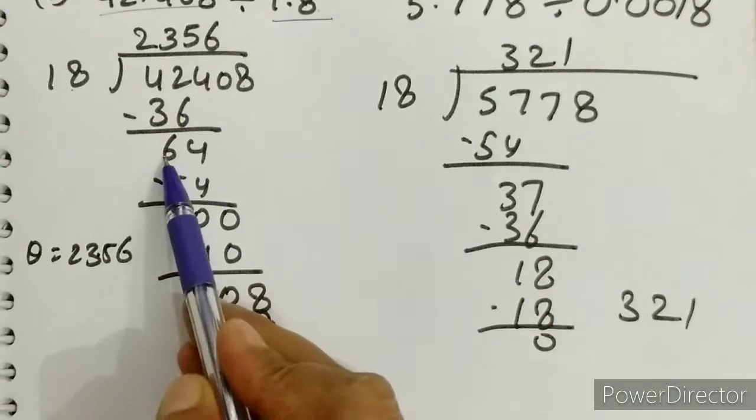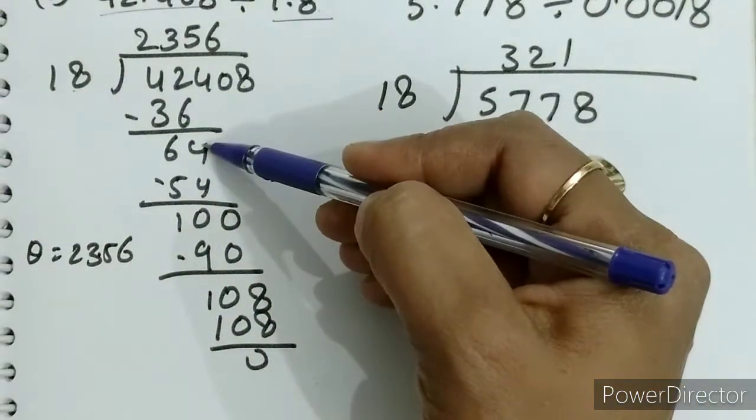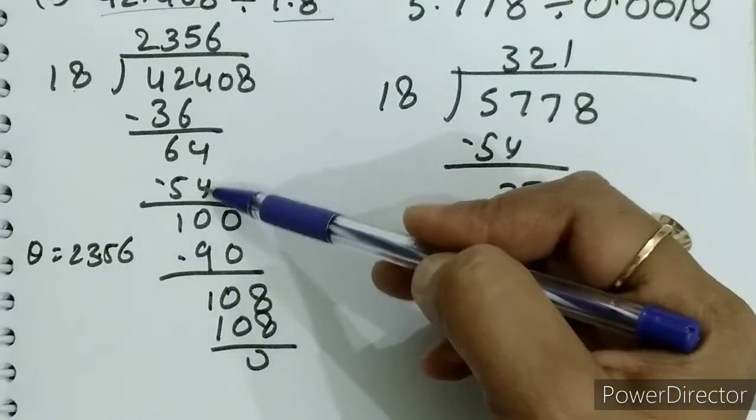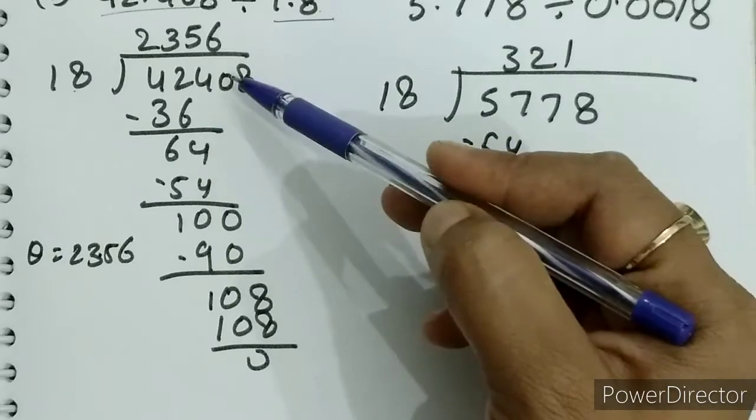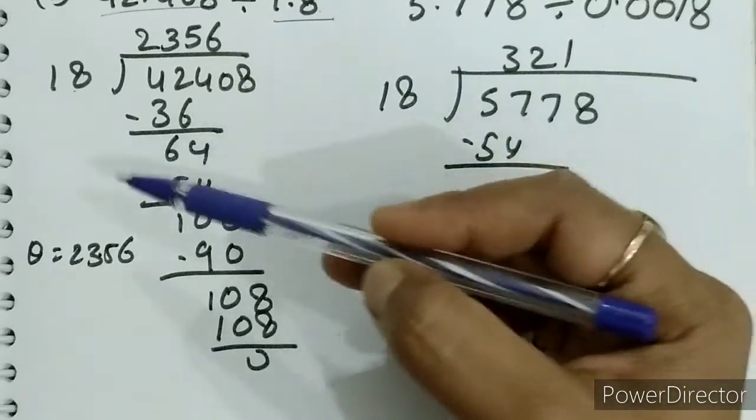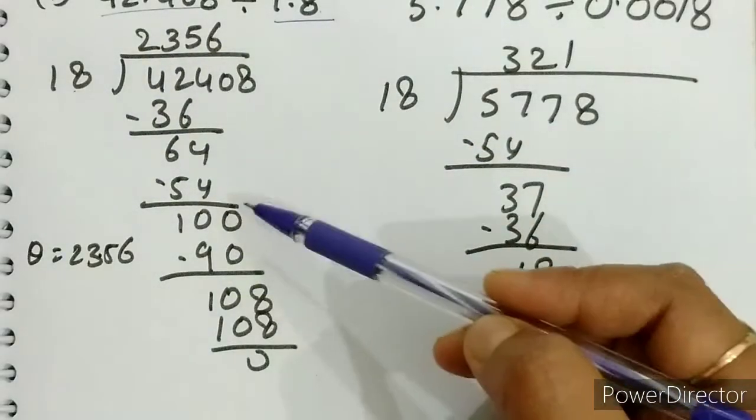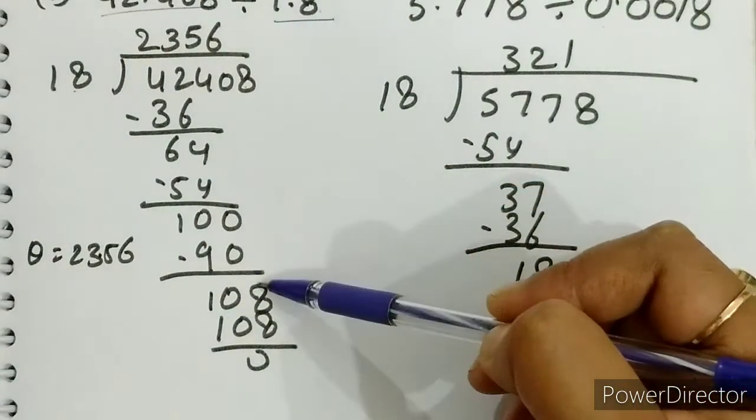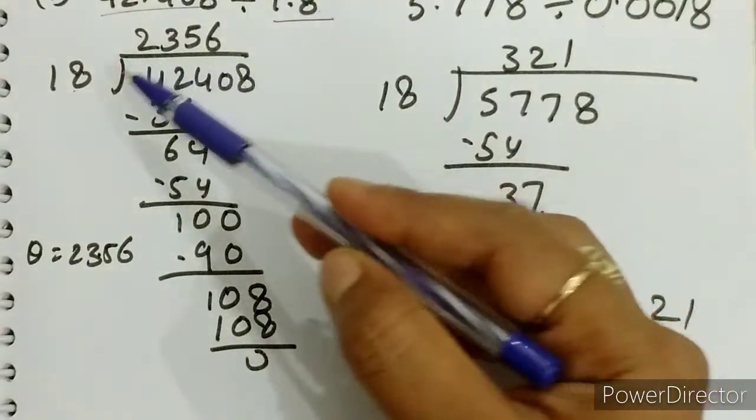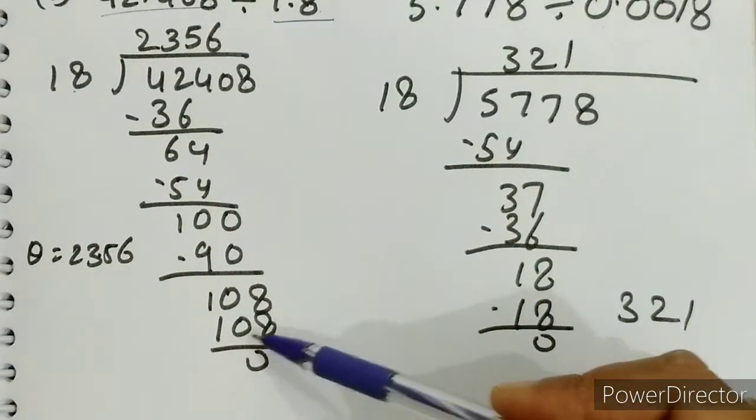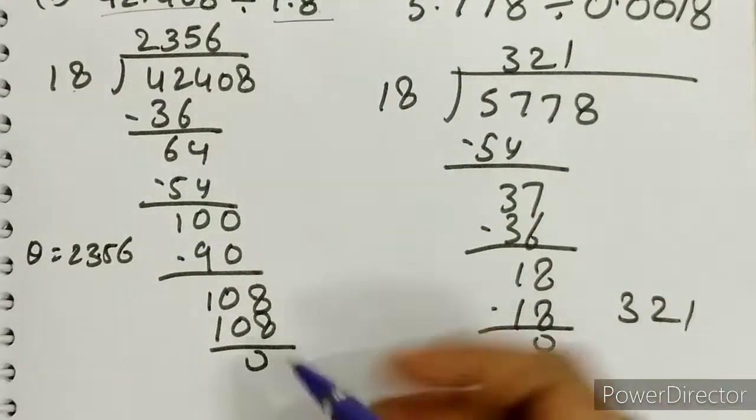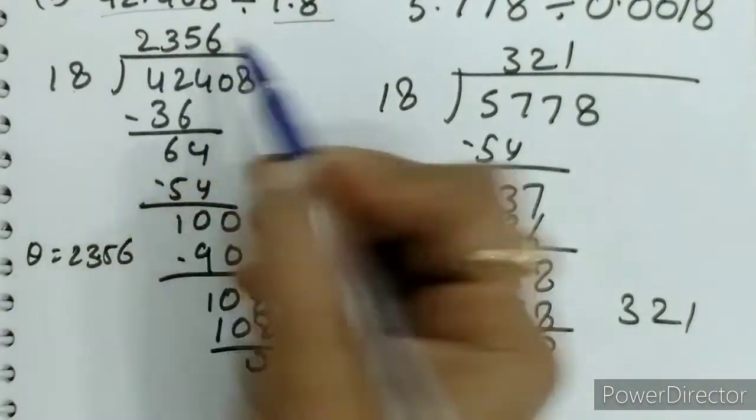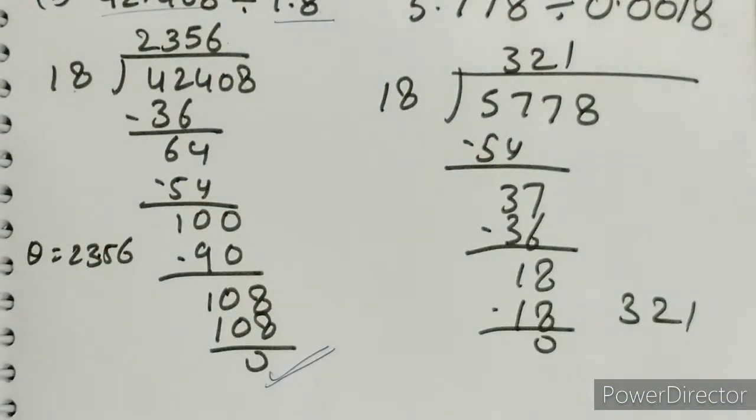After subtracting you will get 6. Carry forward this 4. Then 18 into 3 is equal to 54. After subtracting you will get 10. Carry forward this 10. And 18 into 5 is 90. Again after subtracting we will get 10 and carry forward this 8. And 18 into 6 is 108. Remainder is 0. Your quotient is 2356.